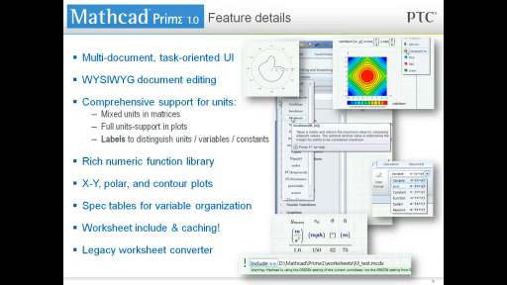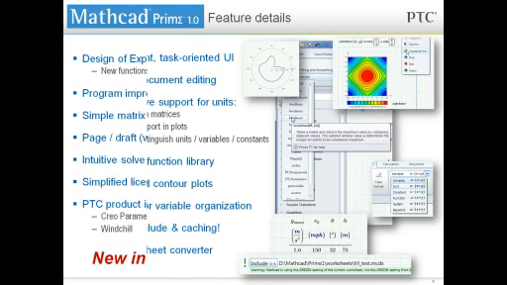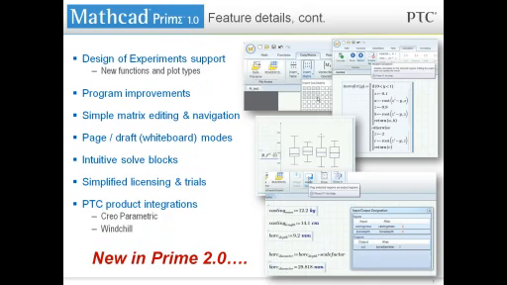The task-based user interface, the what-you-see-is-what-you-get environment, comprehensive support for units, of course, the function library, 2D plots, spec tables, and a built-in worksheet converter. So that's Prime 1.0, okay? And here are a couple more things for Prime 1.0. Now in Prime 2.0, we have additional capabilities.